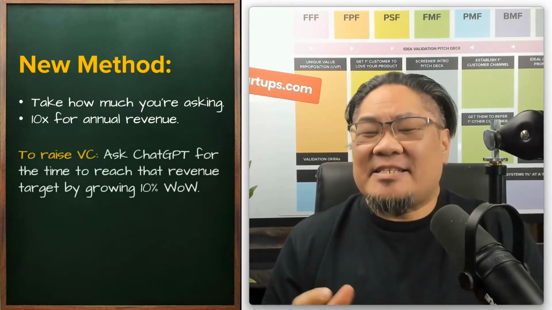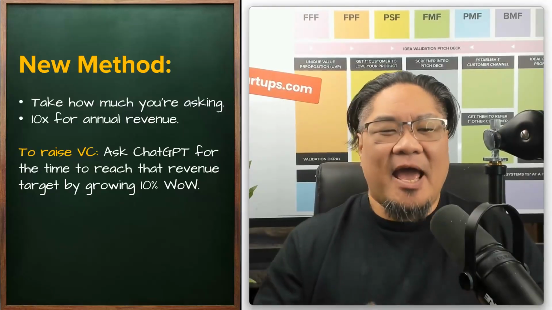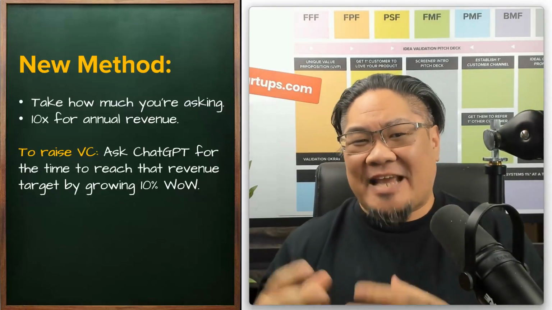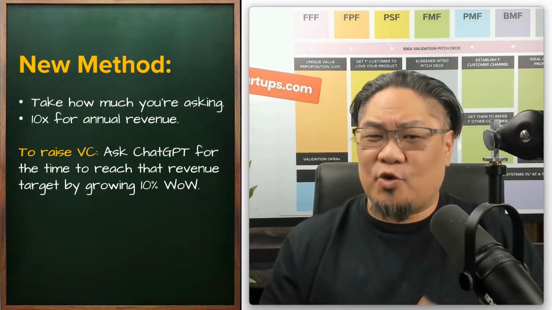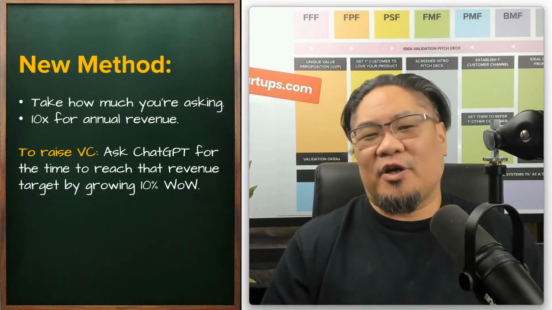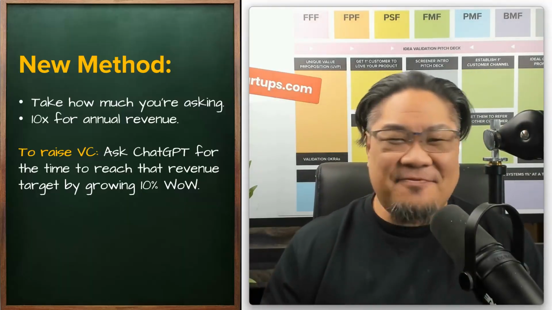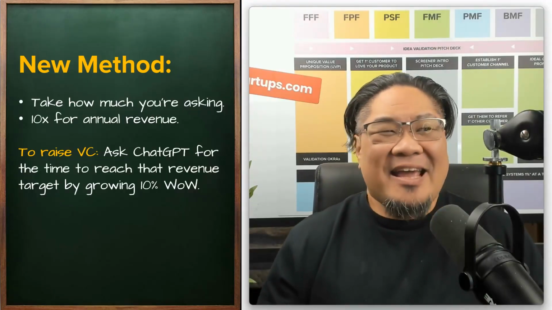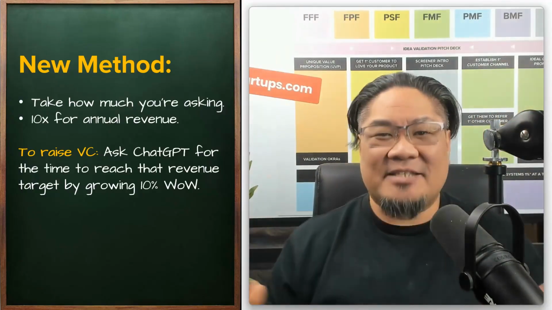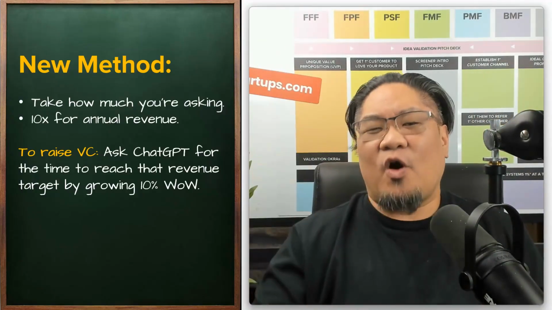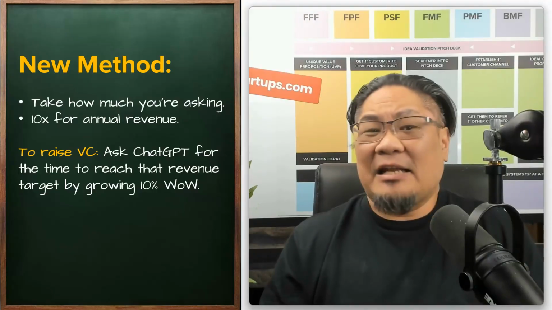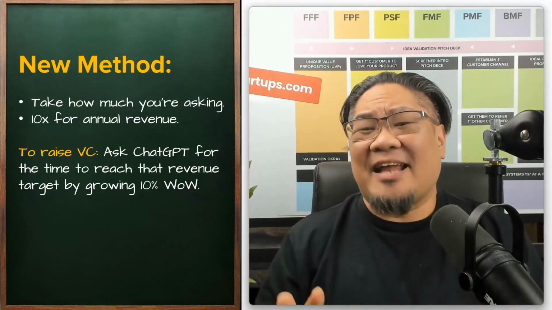Now, to raise VC, you're going to be asking ChatGPT how much time that you need to reach that revenue target by growing 10% week over week. That is right now sort of the expected week over week growth. Before, it was way less than that. You were a total unicorn right out of the gate by default if you were growing 10% week over week. Now it seems to be the standard with AI, and that's put ideas in the minds of investors saying this is the growth rate that we are expecting from founders in today's day and age. And right away, that eliminates a lot of founders, but it doesn't have to, and I'm going to show you why.